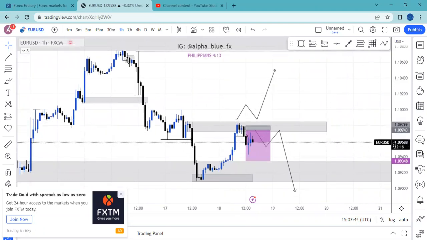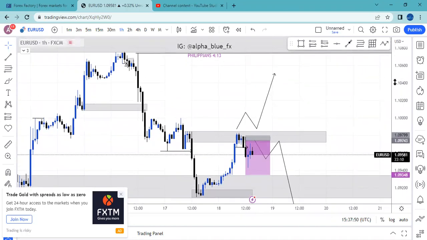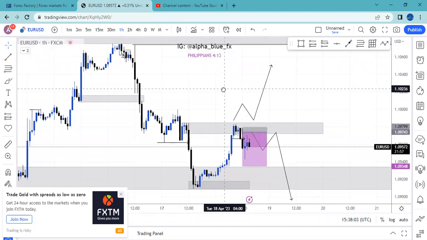So guys, in this video, I'm just going to be doing a very quick EUR/USD trade analysis. And this is just a follow-up of the analysis I did earlier this morning during the London session. As you can see, this is the 1 hour time frame on EUR/USD.